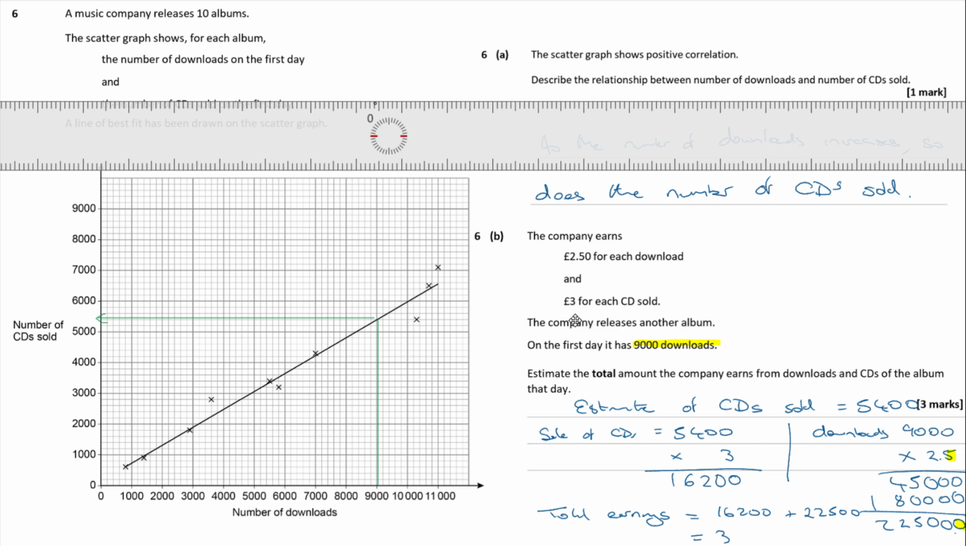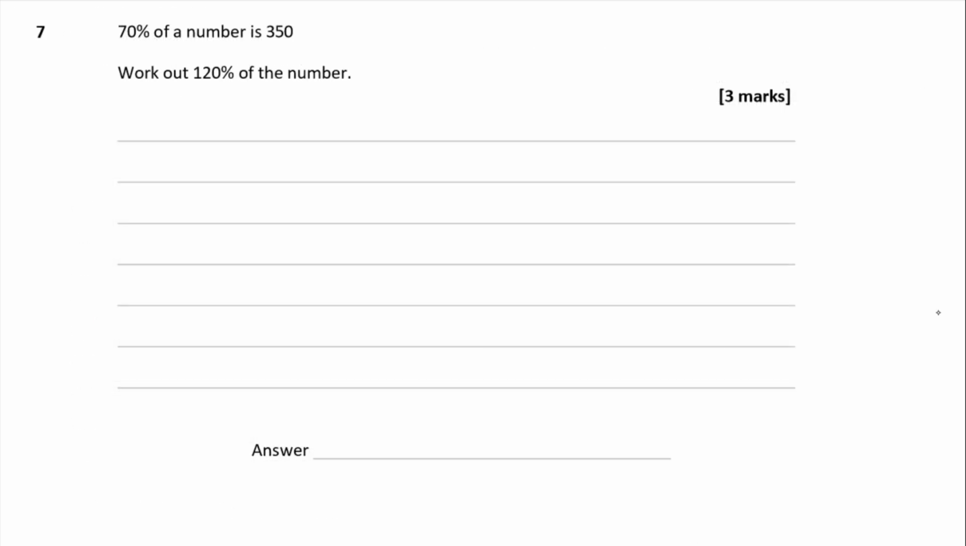38,700 then, isn't it? 38,700 pounds. Not bad. Question 7. 70% of a number is 350.